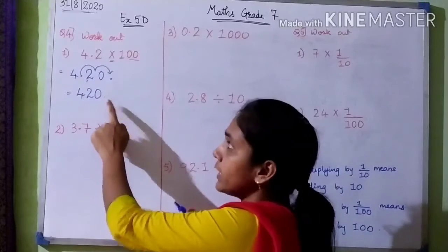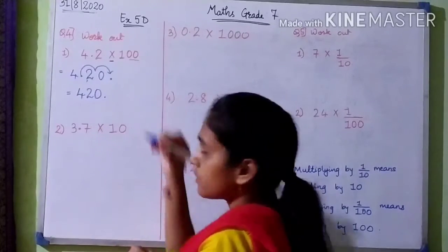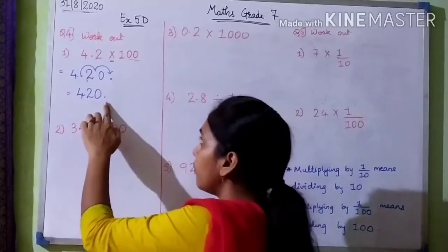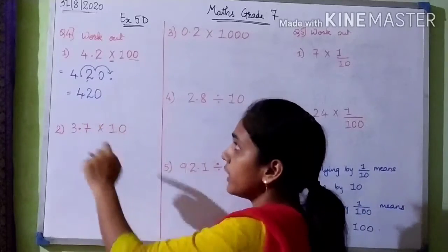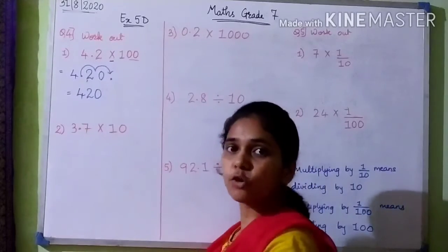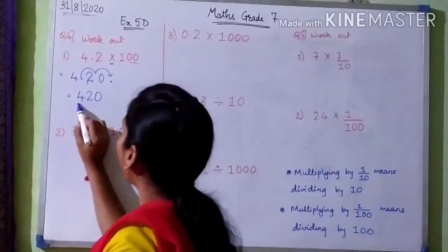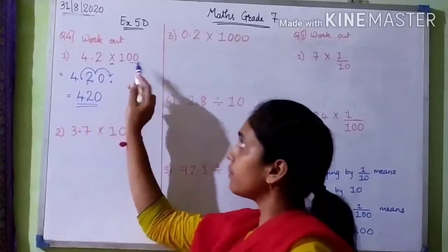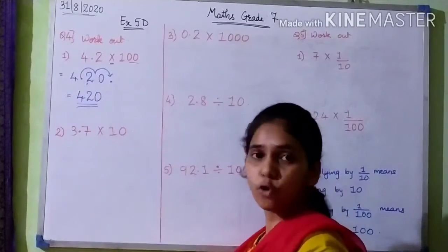And if the decimal point is at the end, it is okay if we don't write it. So this number becomes 420. So 4.2 multiplied by 100 is equal to 420.